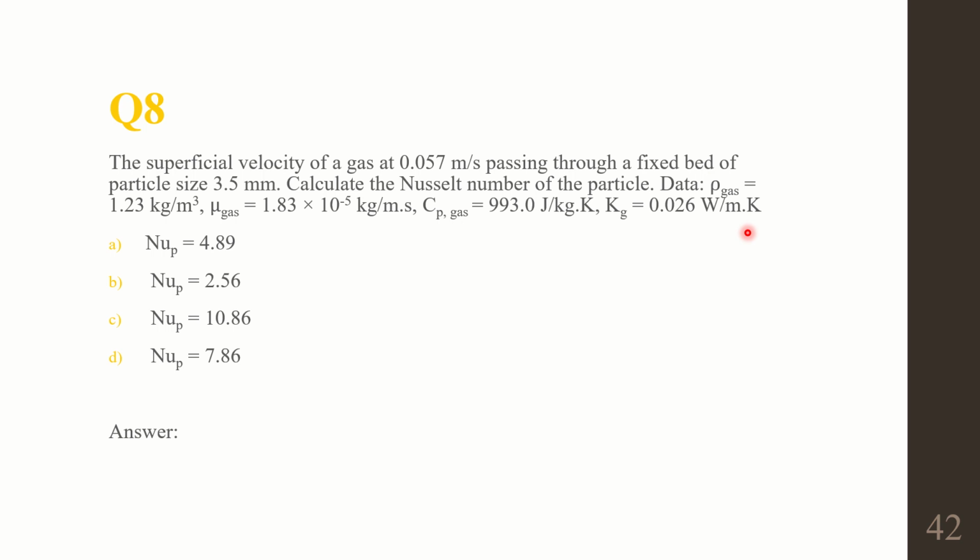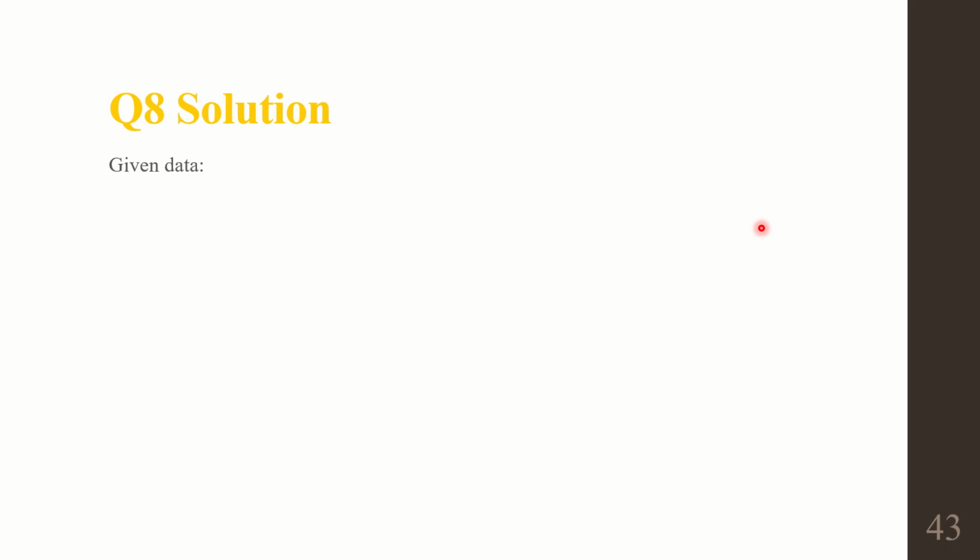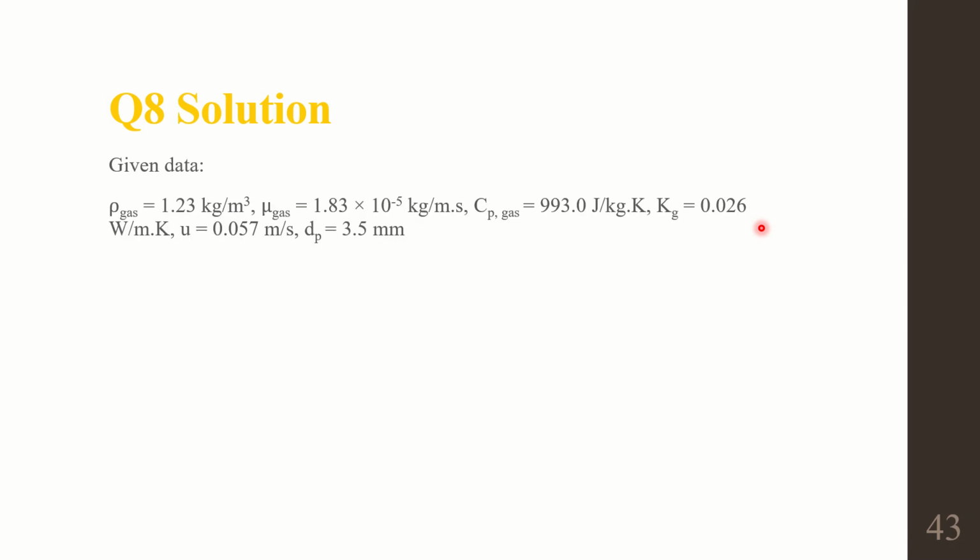I hope you remember, so we'll quickly go through this. Option D is the right answer, which is 7.86. First, given data: we are given the density of gas, viscosity of gas, heat capacity of gas, conductivity, velocity and diameter of the particles.